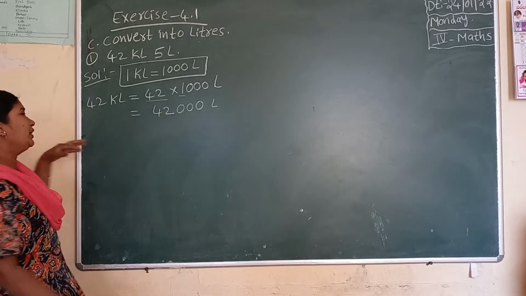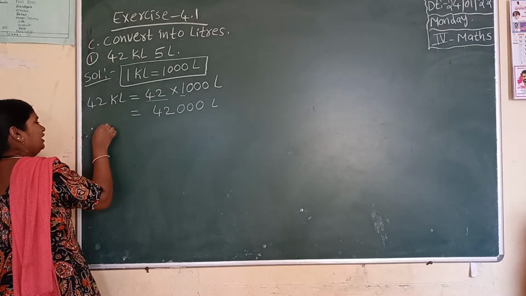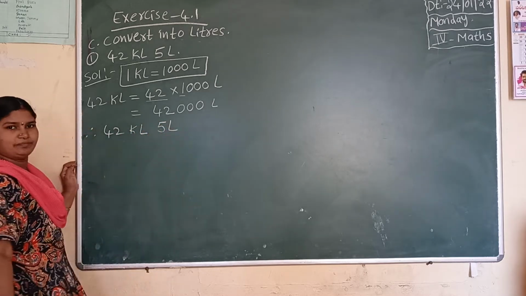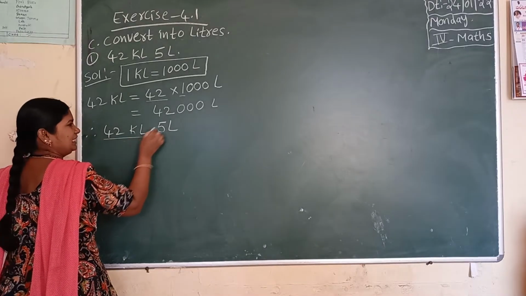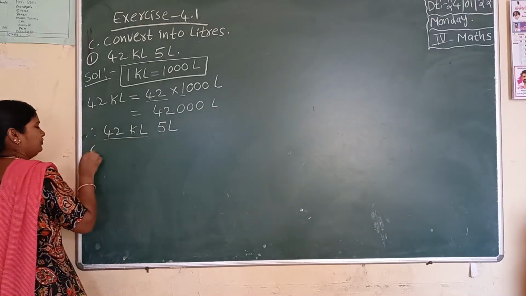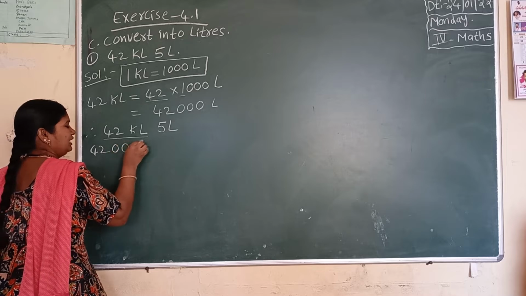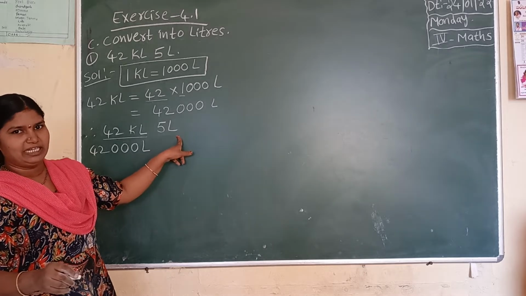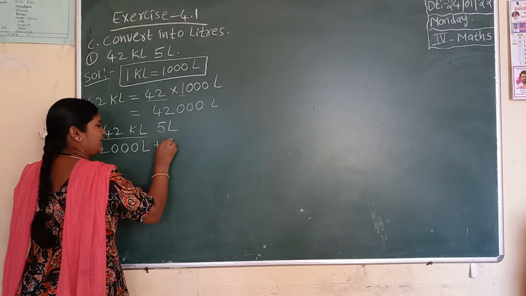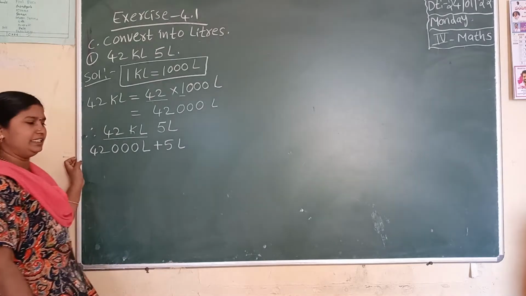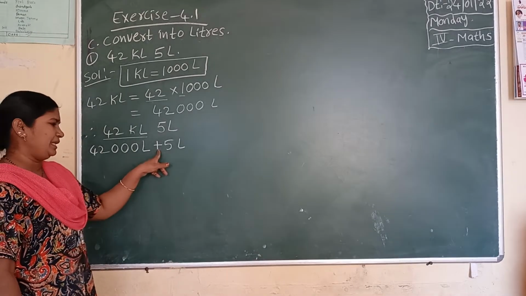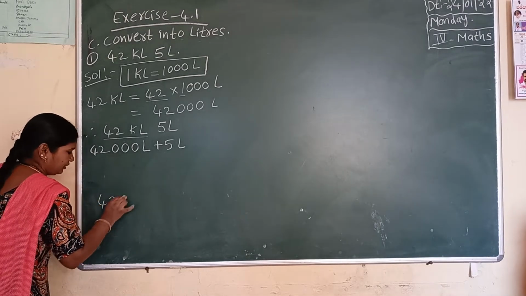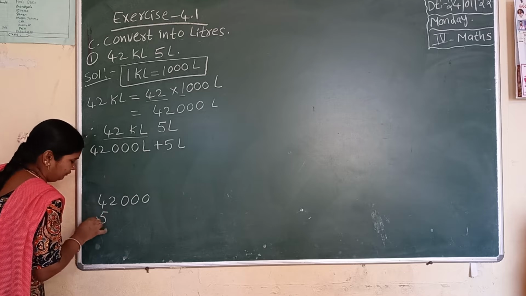42,000 liters. Okay. Now write down the total question. Therefore, 42 kiloliters and 5 liters. In the 42 kiloliters place, write down the liters answer, 42,000 liters. And here also we have the same units, that is 5 liters. When you have the same units, you have to add directly. 42,000 liters plus 5 liters. Where are we adding 5? To 42,000 you have to add 5.